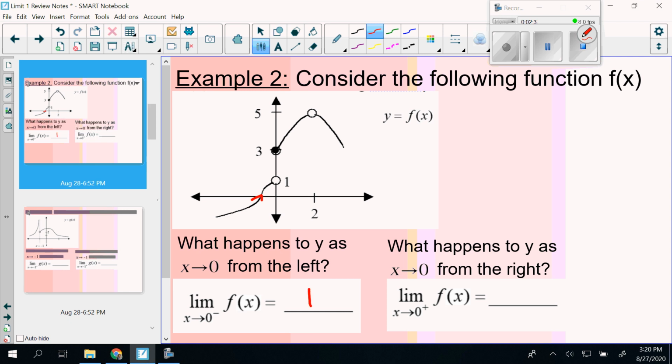What about if you approach 0 from the positive side, from the right? Well, here it does have a point, and it looks like the y value there is 3. So that's how we would fill something like that in.